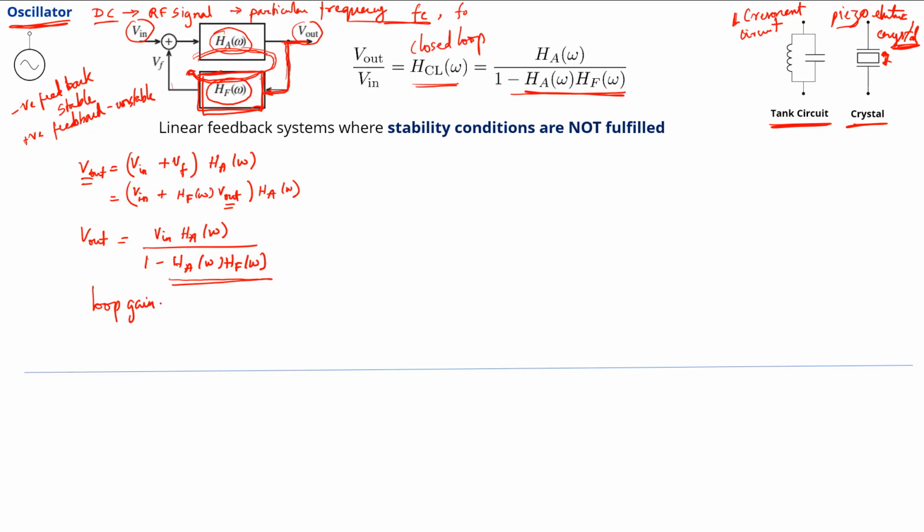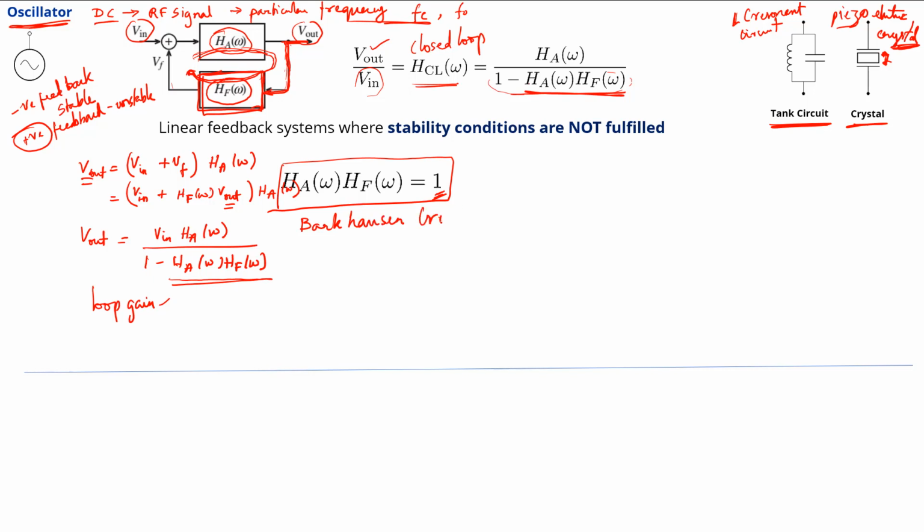Now that we have seen the loop gain to be HA times HF, how do we obtain positive feedback? In particular, the condition for an oscillator to lead to a sinusoidal output is when the total loop gain is equal to 1. Under this condition, you can notice that the term in the denominator is going to be 0. Even when the input voltage is 0, there will be a certain voltage output, and this condition is in fact called the Barkhausen criterion.